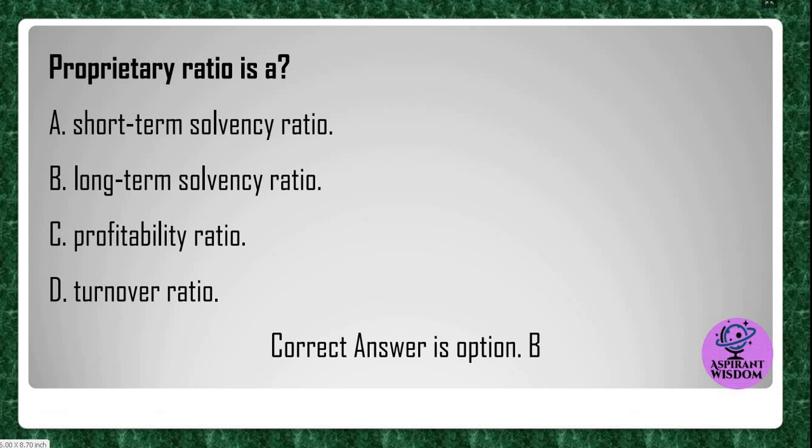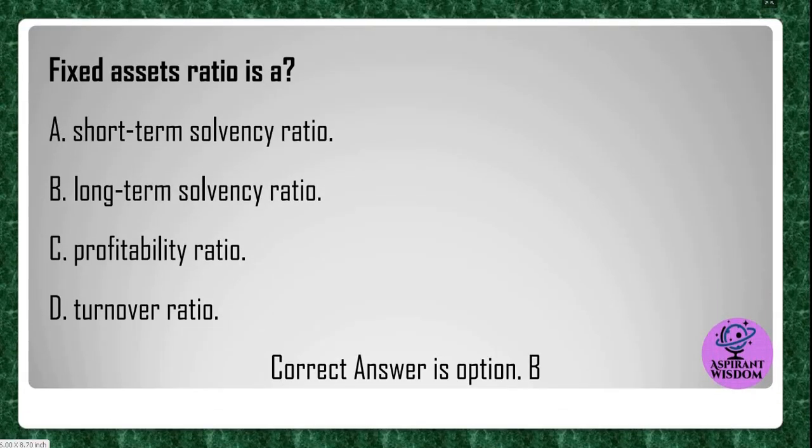Proprietary ratio is: A. Short-term solvency ratio, B. Long-term solvency ratio, C. Profitability ratio, D. Turnover ratio. Correct answer is option B.